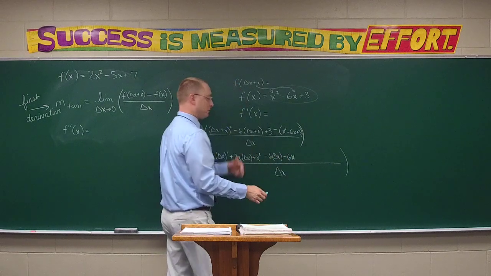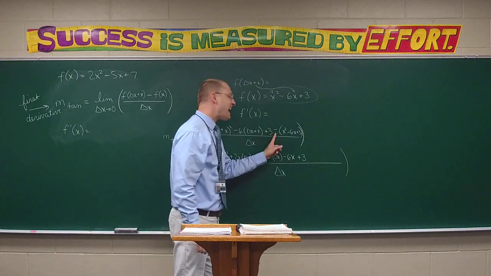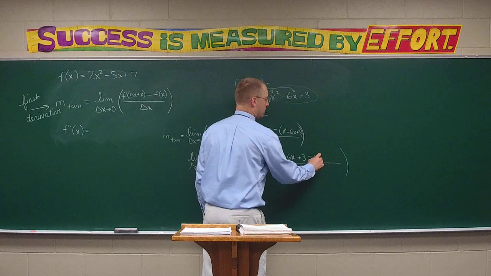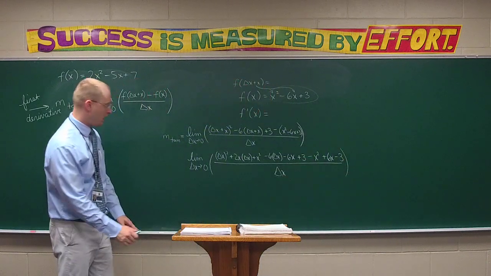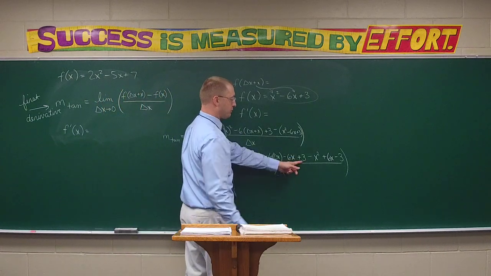Negative 6 over x. And of course, we have this random plus 3. It was at the end that didn't have any x's in it. And then we've got this negative in front of the whole f of x, which gives me negative x squared plus 6x minus 3. All right, so we square the binomial, we distribute, we keep the positive 3, then we change all the signs.